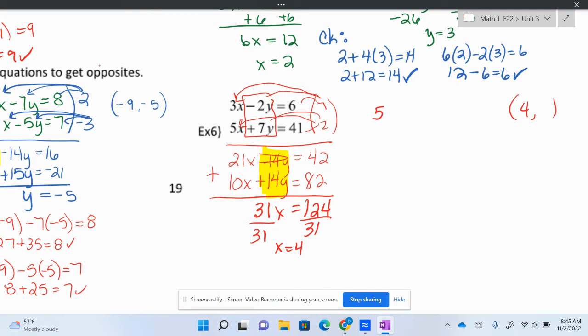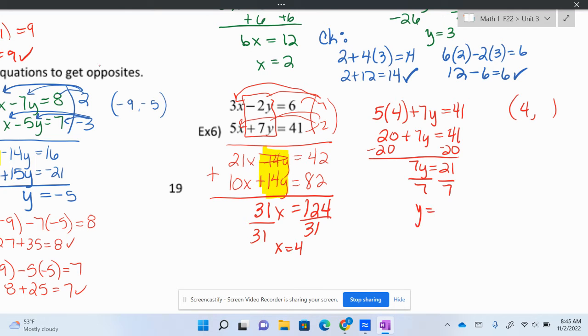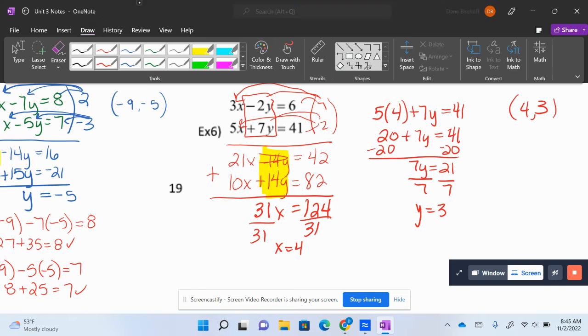So 5 times 4 plus 7 times y equals 41. 5 times 4 is 20. So 20 plus 7y equals 41. Subtract 20 from both sides. 7y equals 21. When I divide both sides by 7, I find out that y equals 3. So we have to check this.